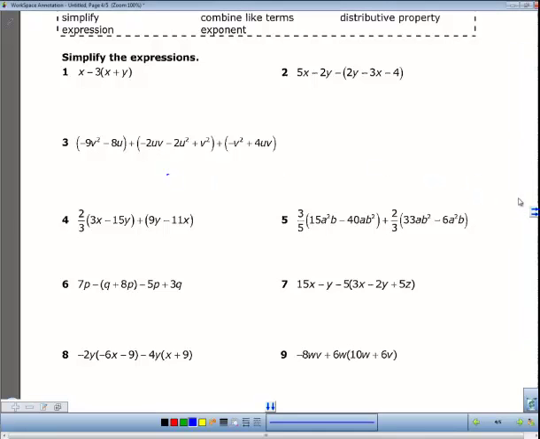Guys, it's Miss Castor. Go ahead and take Cornell notes on what we are about to go over. Okay, we are simplifying expressions using the distributive property and combining like terms and things like that.